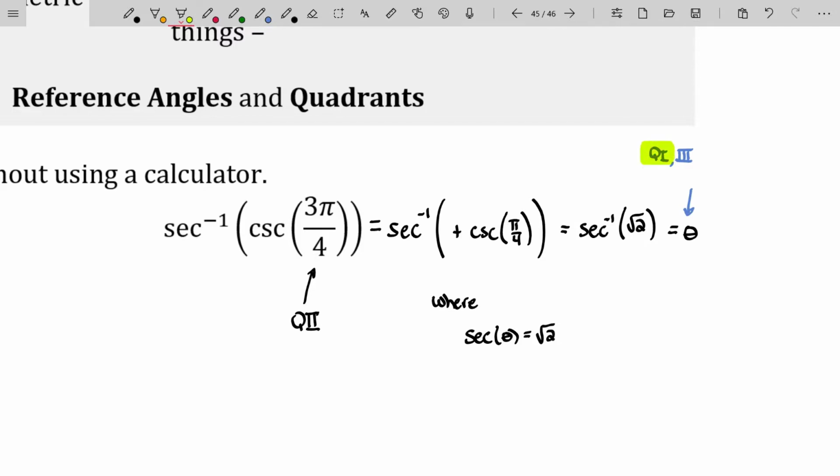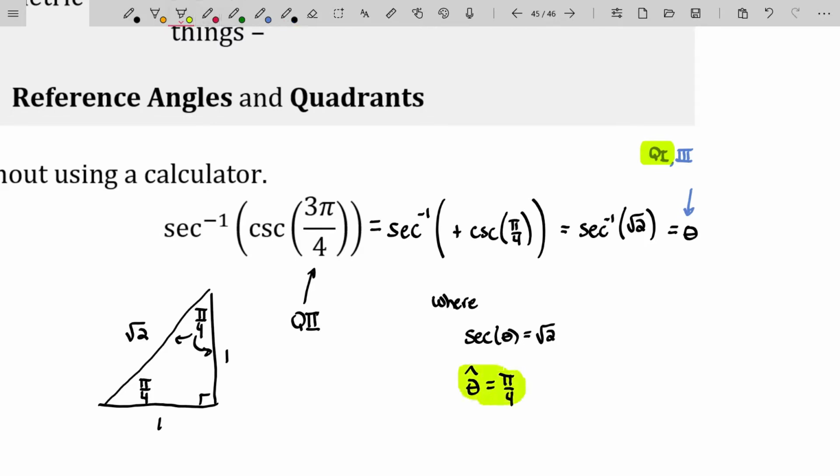Quadrant 1. So now all I need to know is, from our special triangles, which in this case would be the pi over 4 right angle, pi over 4 right angle, we get 1, 1, root 2. So we can easily see the secant of pi over 4, which is hypotenuse over adjacent, is going to give me that root 2. So my reference angle is pi over 4, and I'm in quadrant 1. So my actual angle must be pi over 4.